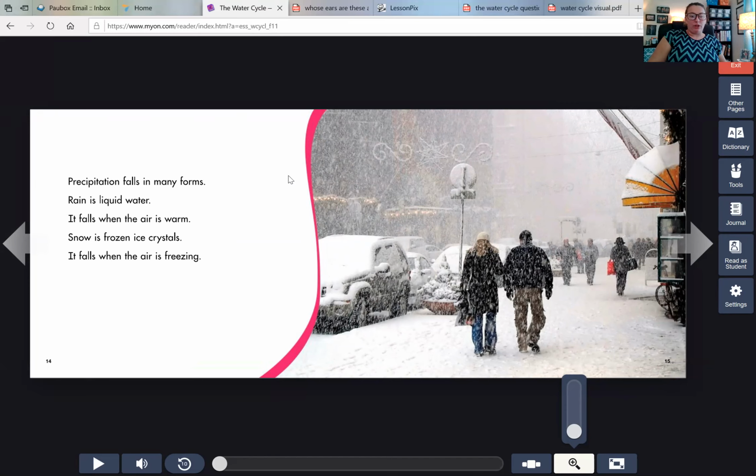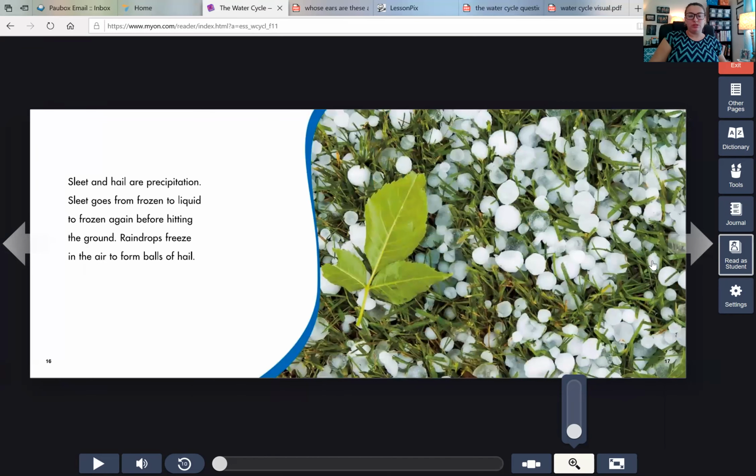Precipitation falls in many forms. Rain is liquid water. It falls when the air is warm. Snow is frozen ice crystals. It falls when the air is freezing. So snow is precipitation and rain is precipitation. And then on the next page is precipitation.